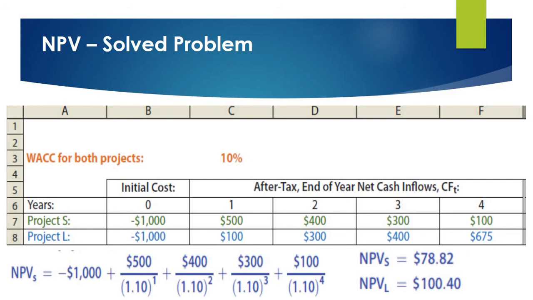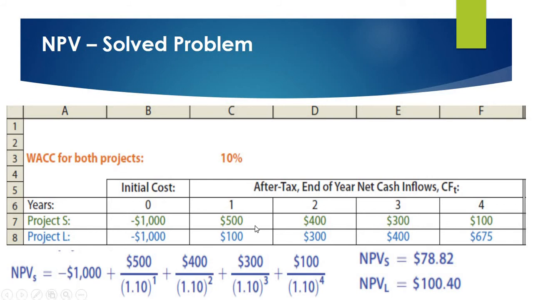Here is a solved example of NPV. The weighted average cost of capital, or simply the cost of capital of both projects, is 10%. There are two projects here, project S and project L. Both projects have a cost of capital or initial investment of $1,000 million, and these are the after tax cash flows of these projects. Both projects will run for 4 years.